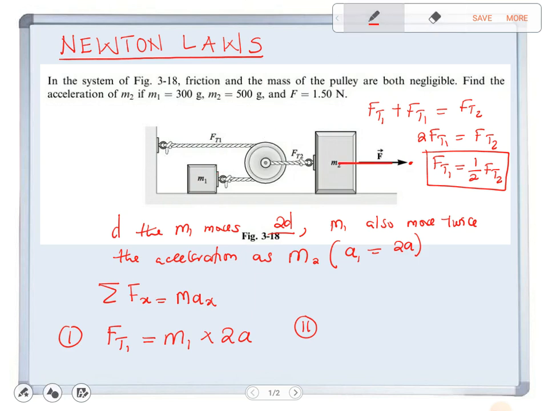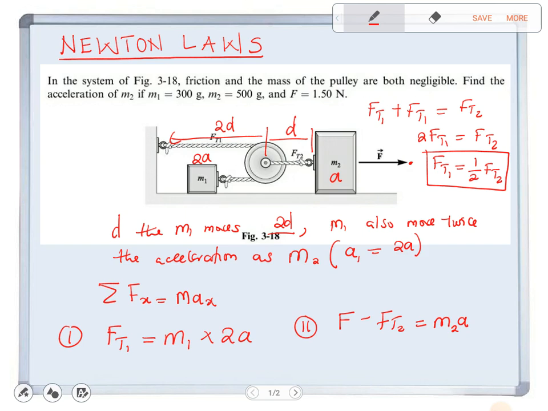All right, so for M2, we have this friction, which is pulling one side, and this force, which is moving the other side. So it will be F minus FT2 should be equal to the mass times acceleration, which will just be A. Why am I saying acceleration will just be A? It's because we are saying the smaller mass is moving twice the acceleration of this one. So if the acceleration of this one is A, this one is going to move twice. If this one moves a distance D, this one will move a distance of 2D. That's what I'm trying to say.